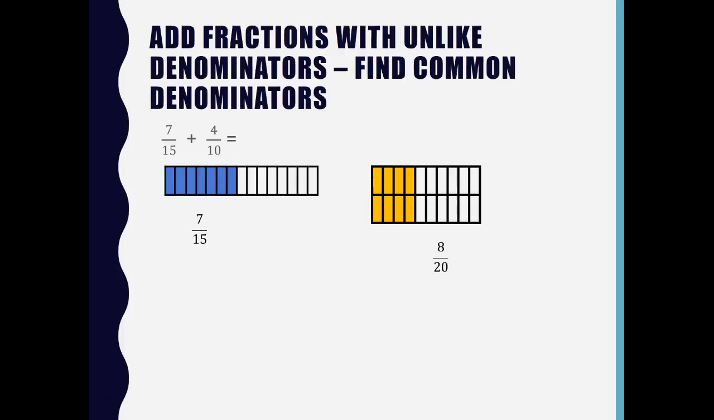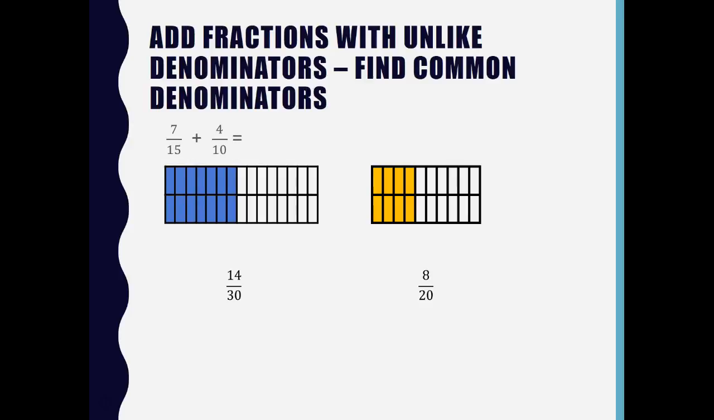Now we'll add another row to our 4/10 to see if we can get a common denominator. But 8/20 is not the same as 7/15, so our denominators are still not the same. So if we add another row to our 7/15, we still don't have the same denominator. But then if we add another row to our 4/10 on the right side, that now becomes 12/30, now we can see that both of our fractions have a common denominator. So we can use these models to now add our fractions.